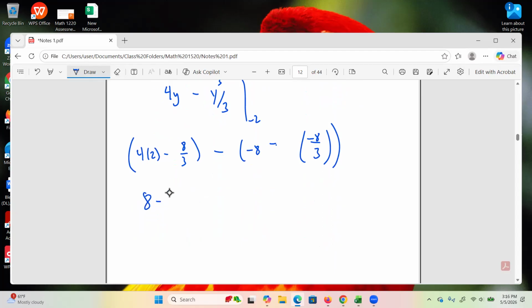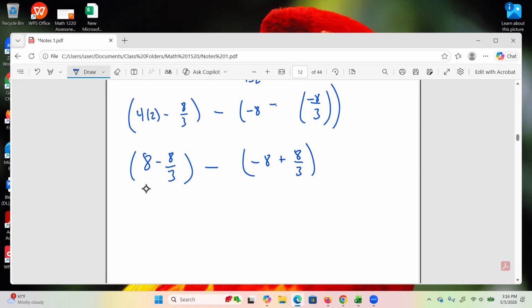We have 8 minus 8/3 here. That's my y is equal to 2. Minus, and then here we have negative 8. This is y is equal to negative 2. Minus a negative, so let's go with a plus 8 over 3. Now we're going to distribute this negative sign here. So we have 8 minus 8 over 3. This negative sign comes in here, so negative times negative is an 8, and negative times positive, so minus another 8/3. So now we'll combine our terms. We have 8 plus 8 is 16, and then minus 8 minus 8 is minus 16 over 3.